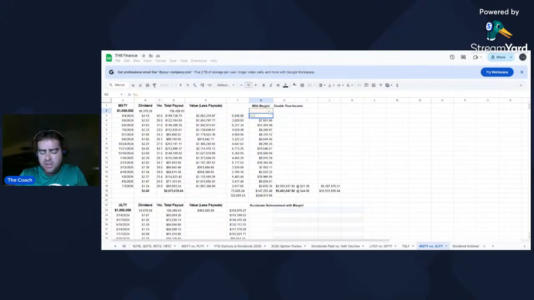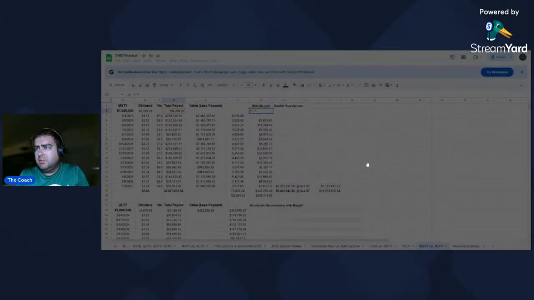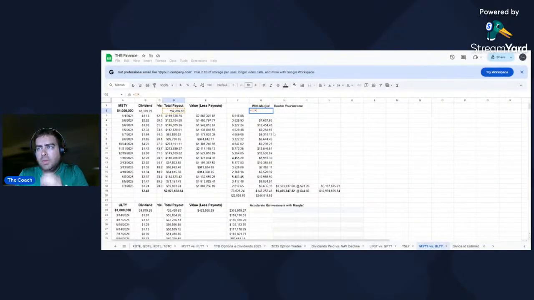Watch this, folks. We're going to double. The example is actually even better. So we're going to double our income. So in the first month, we had 159,000 in dividends. So we're going to double it. Look at this. Now this is 318,000. So you see what we did here? We just took our dividend income and doubled it.